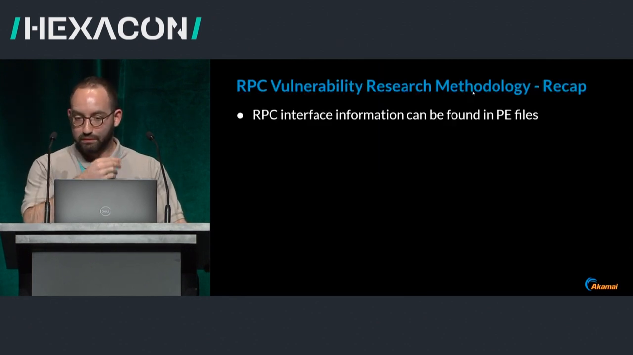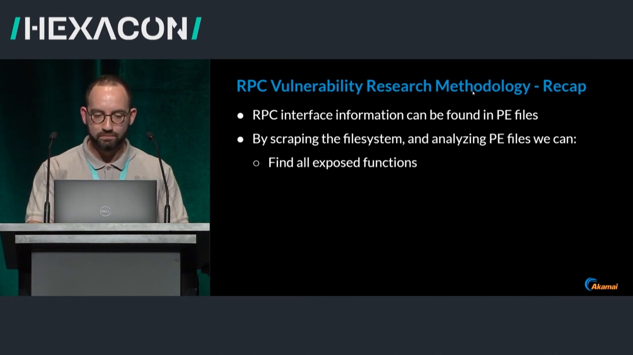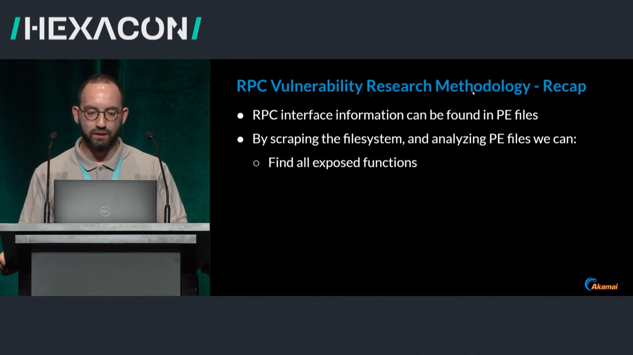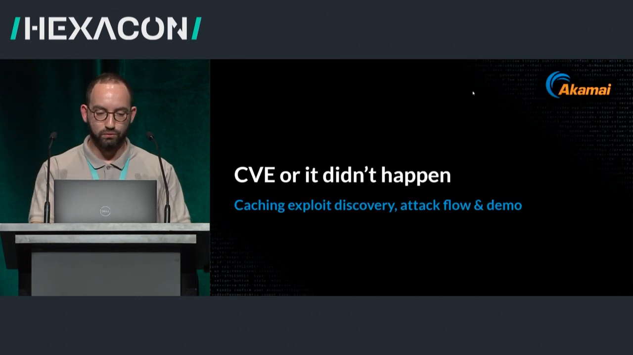So let's recap the methodology a bit. RPC interface information can be found in the PE file that exposes the RPC interface. By scraping the file system and analyzing all PE files, we can find all exposed RPC servers and their functionality. And we can also check, by looking at the server registration, if there's a security callback and if it is cached. Using all of that, we can then turn over to vulnerability research.